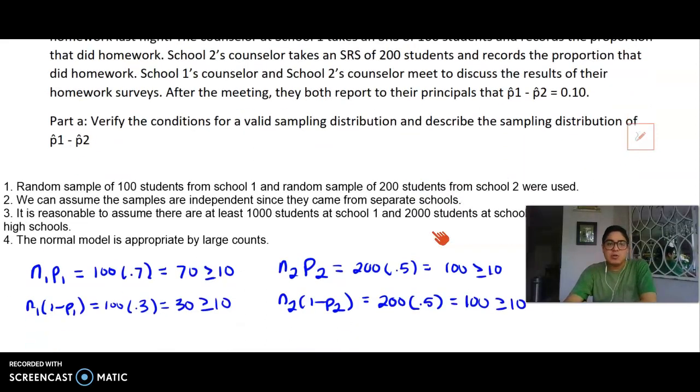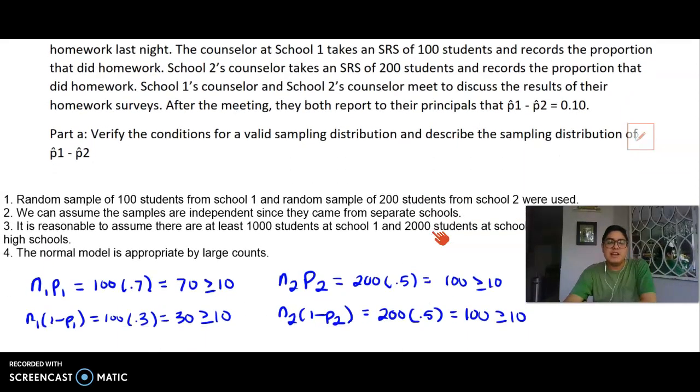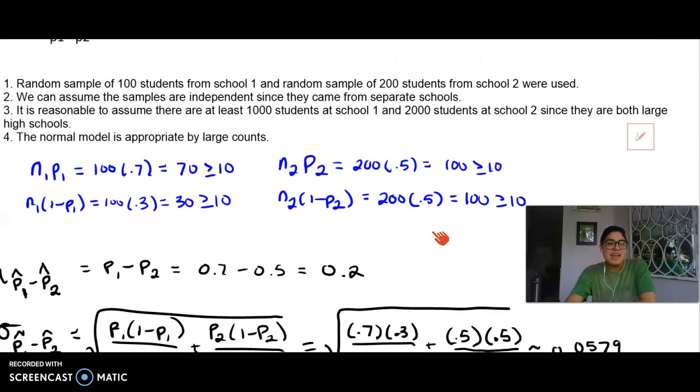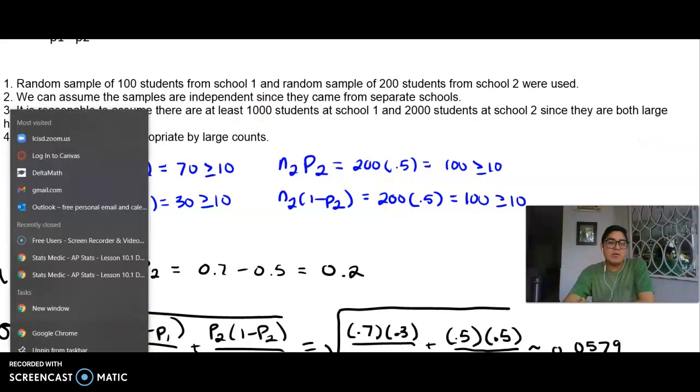And then lastly, we check normal counts. So I'm going to take the claimed proportion and multiply it by my sample sizes. And when I do so, I get 70 and 30, both of which are greater than or equal to 10. And I get 100 and 100, also both greater than or equal to 10. So now I can proceed with using my formulas here.